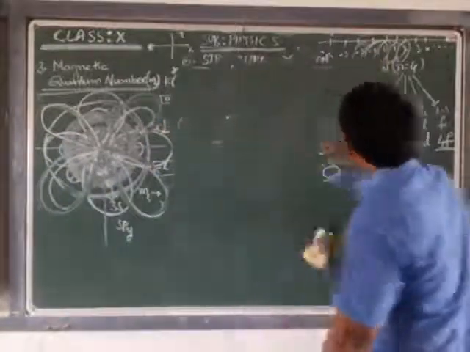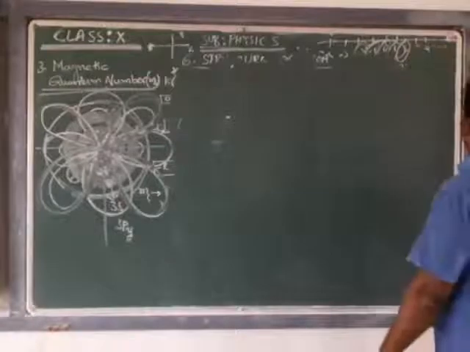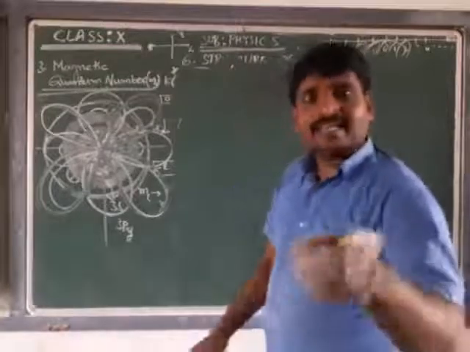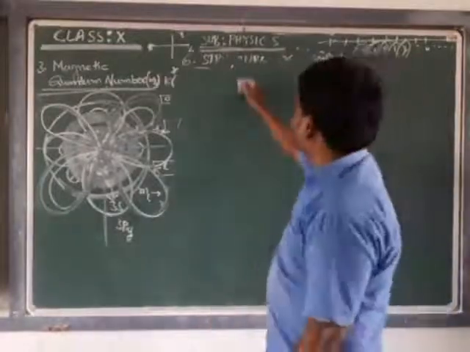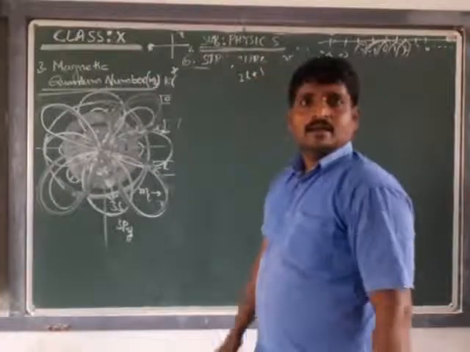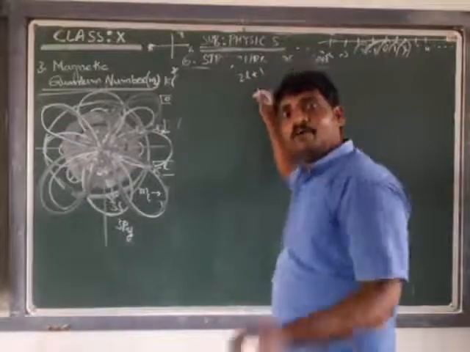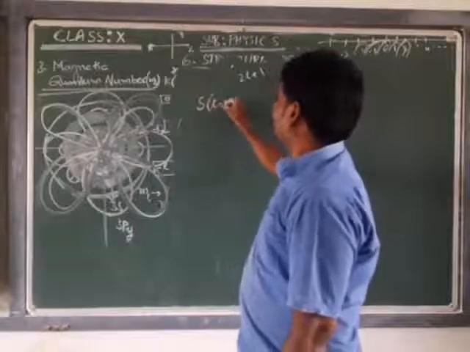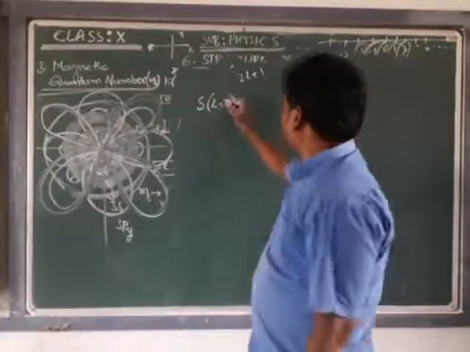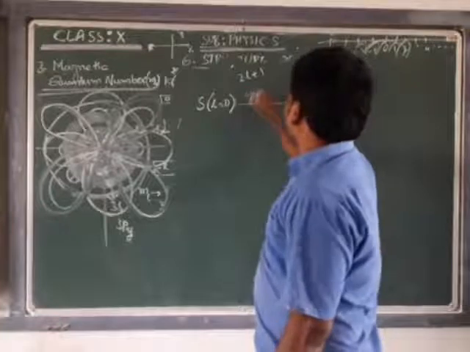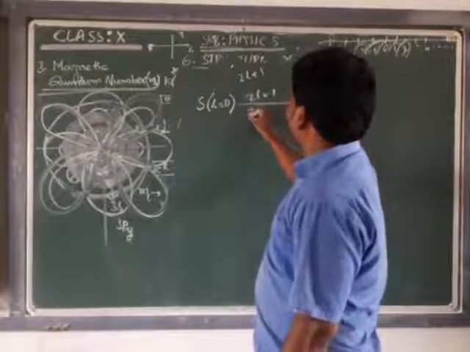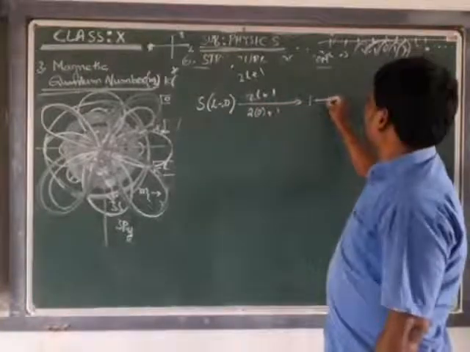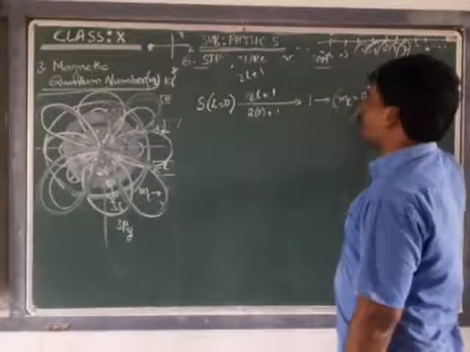How many orientations can a subshell contain? We have a formula, 2l plus 1. By using 2l plus 1 we can identify how many orientations a subshell can contain. Suppose for s, l is equal to 0. How many orientations? Only one orientation, ml is equal to 0. How to get it? We have the formula 2l plus 1. L value is 0. 2 into 0 is 0, plus 1 is 1. One orientation we have. What is that orientation? ml is equal to 0.